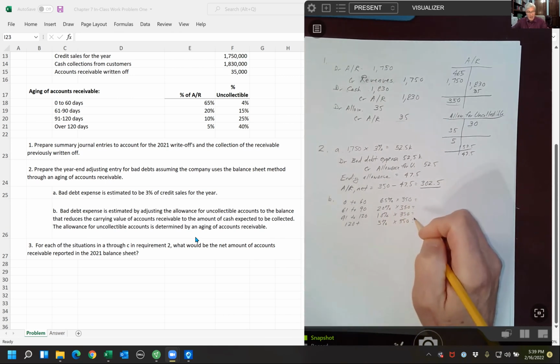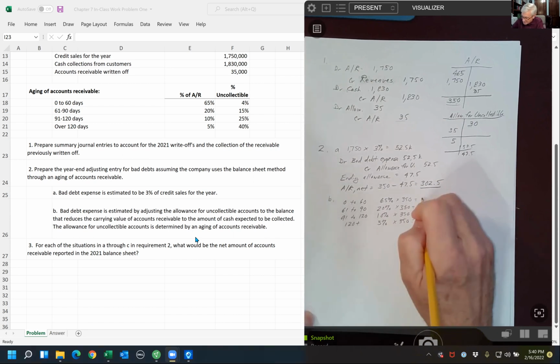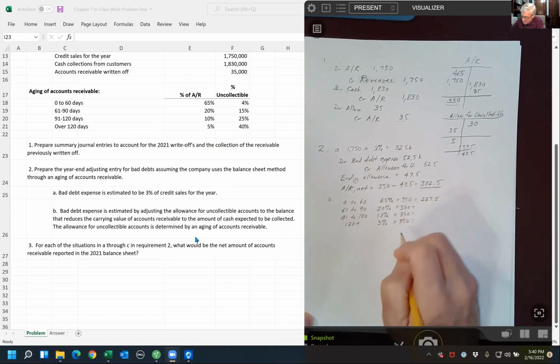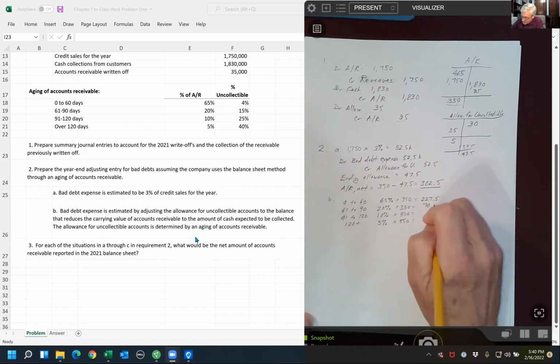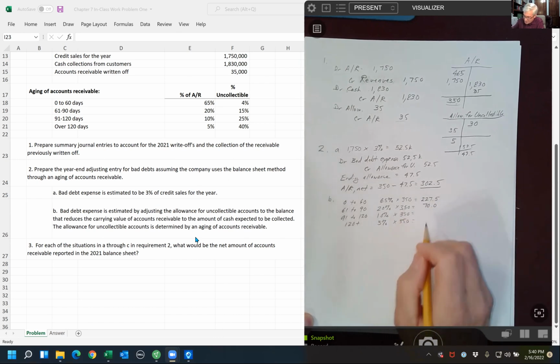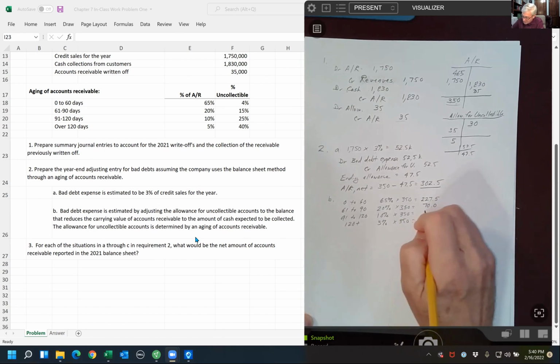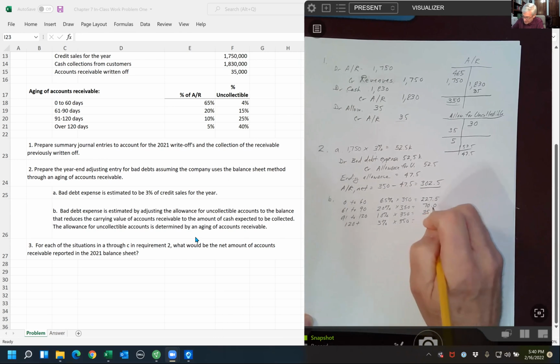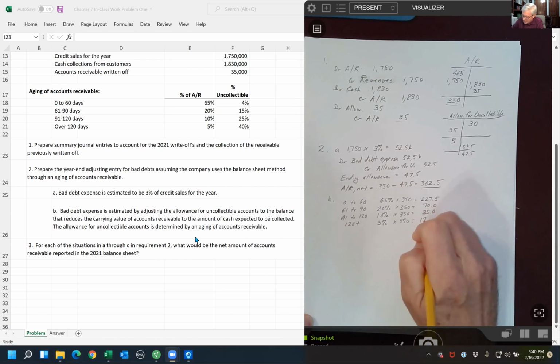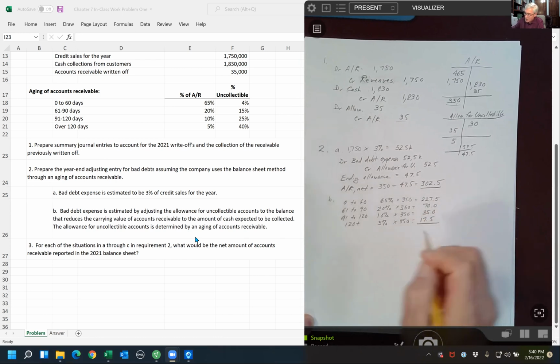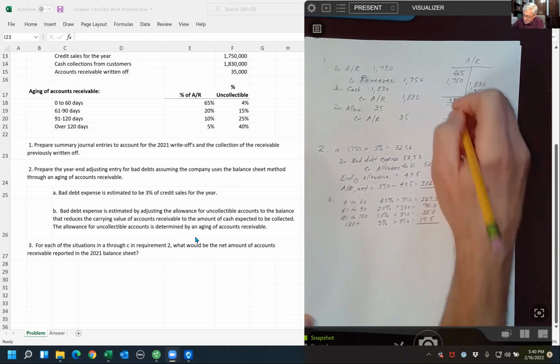Now, I'm lucky because I have a little bit of a cheat sheet here. So I'm not going to use my calculator. 227.5. 20% of 350, 70. 35.0 and 17.5. Now, by the way, if you total all this up, it's going to equal 350.